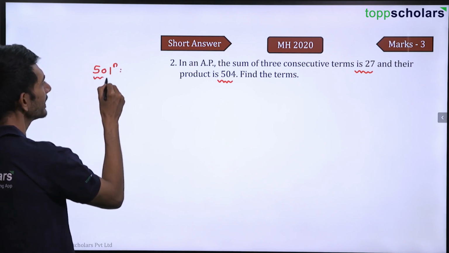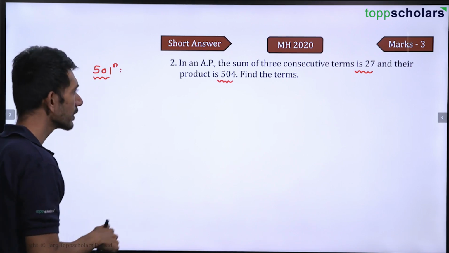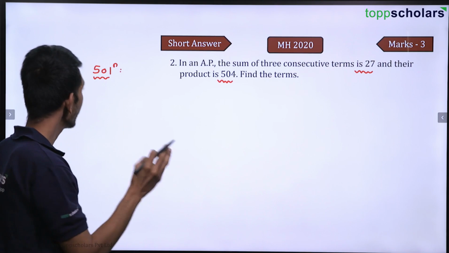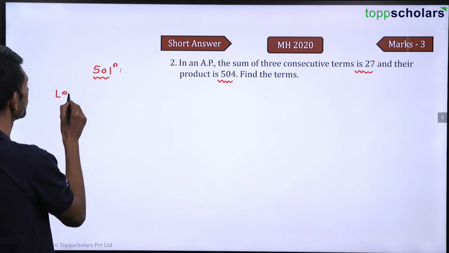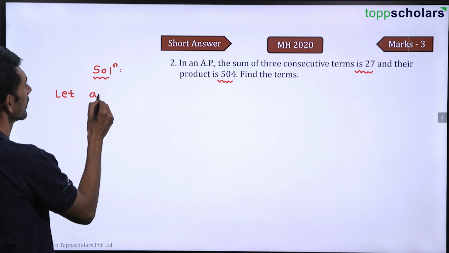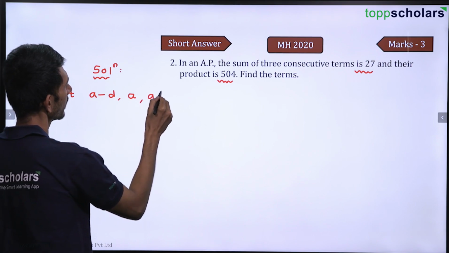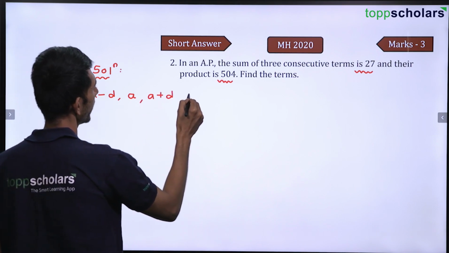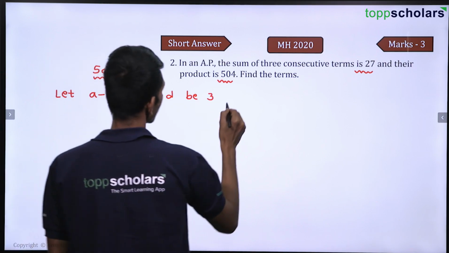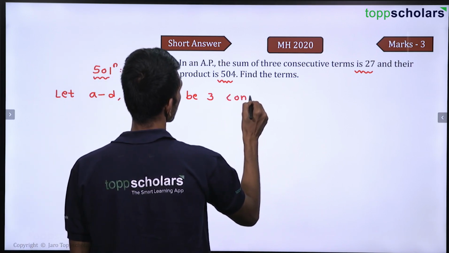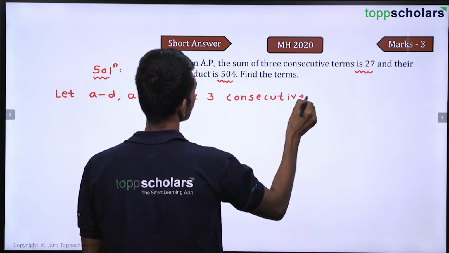Understand, whenever they ask you three consecutive terms, you assume them as a minus d, a, a plus d. So we will say that let a minus d, a, a plus d, right, be three consecutive terms, right? Consecutive means back-to-back terms.